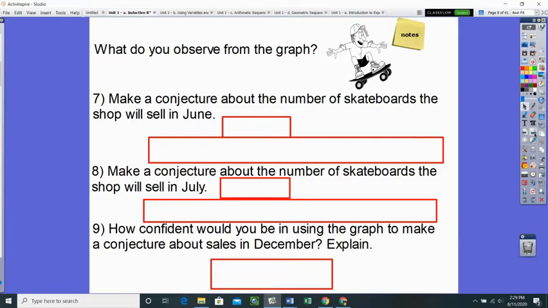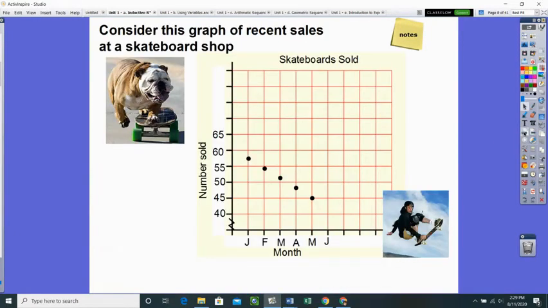And it says, what do you observe from the graph? So number 7, make a conjecture about how many skateboards this store will sell in June. So if we come back, this would be June. What number would you think it would be? So pause the video and come up with what you think that number might be.